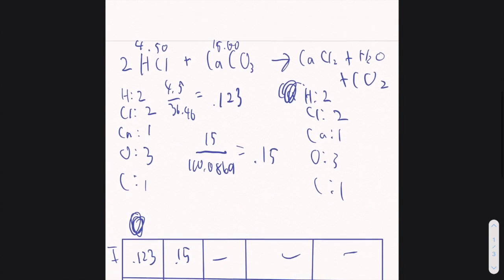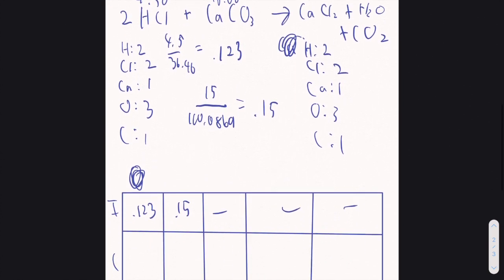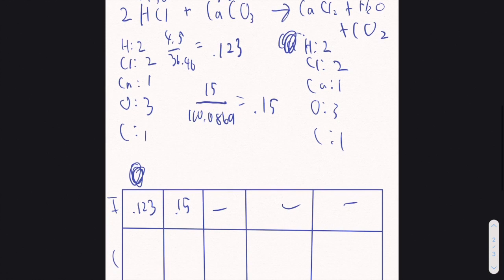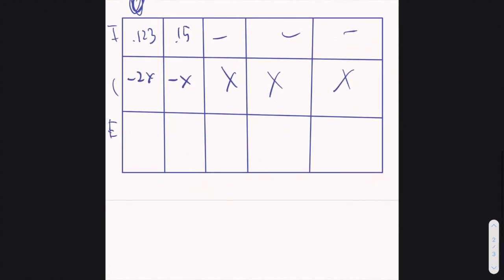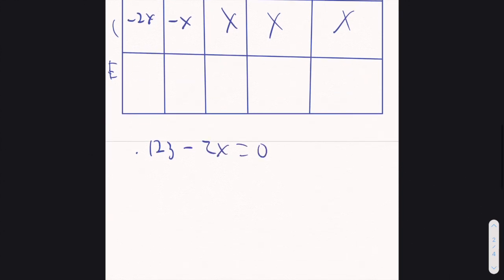Now for the ratio, since there's a coefficient of 2 in front of the HCl, it becomes minus 2x. This becomes x because there's no coefficient. The product side, all are x's only because there are no coefficients in front of it. So now we find the expected. We can do 0.123 minus 2x equals 0. So that's going to equal 0.123 over 2 equals 2x over 2. Cross out the 2, x equals 0.123 divided by 2, 0.0615.